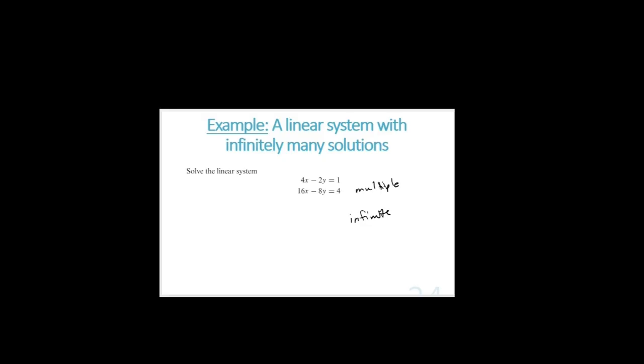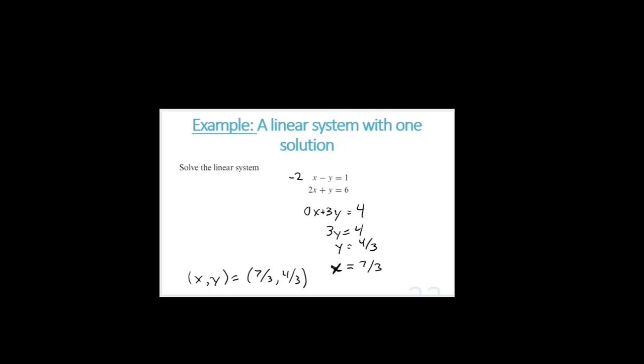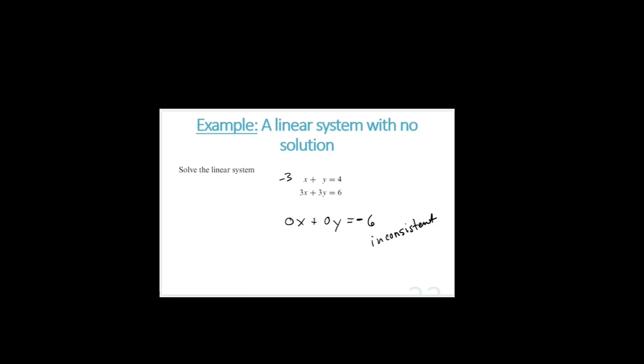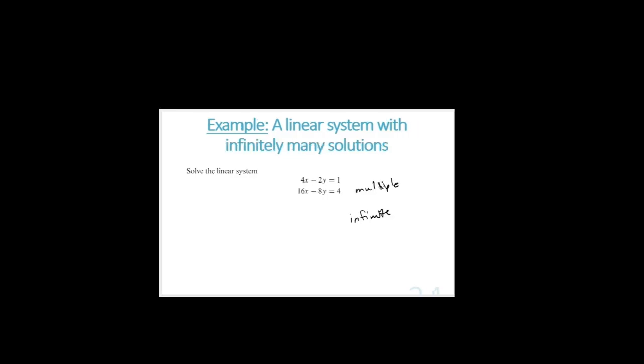But those are going to be your couple different examples of what can happen. So here we had 1 solution. Here, when we went ahead and tried to solve for it, it ended up being something ridiculous, where 0x plus 0y equals -6, not happening. It's going to be an inconsistent system here, so it's going to have no solutions.